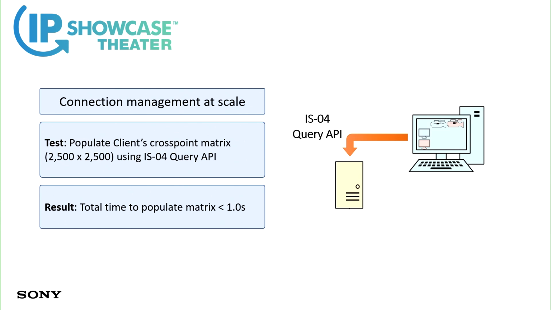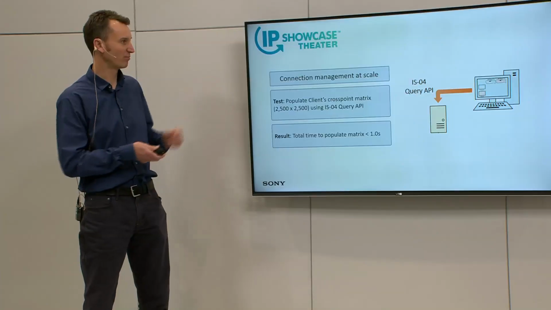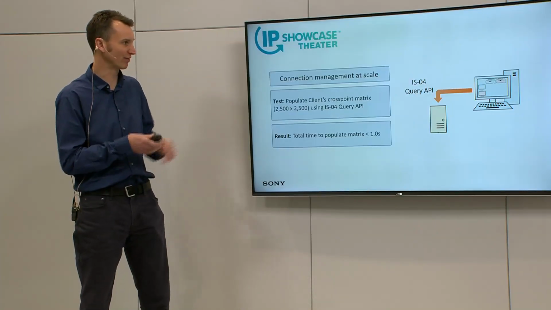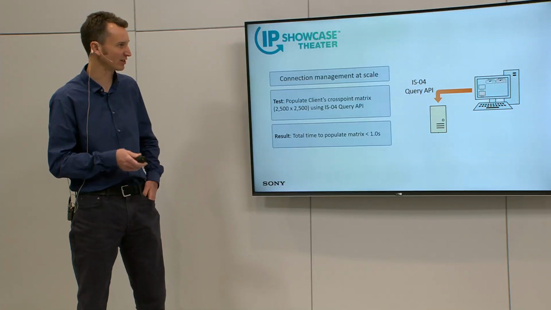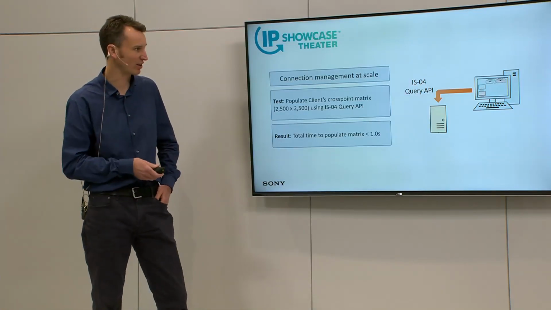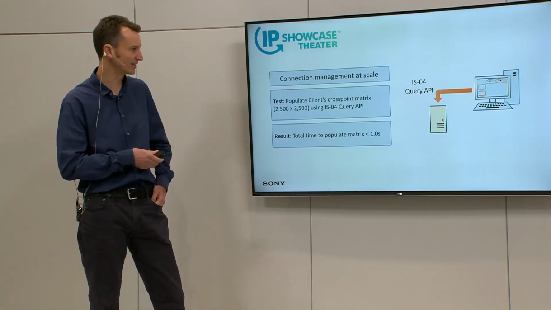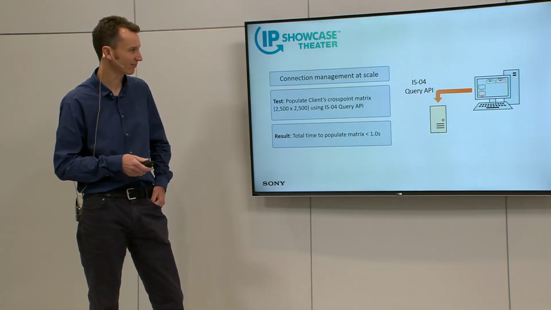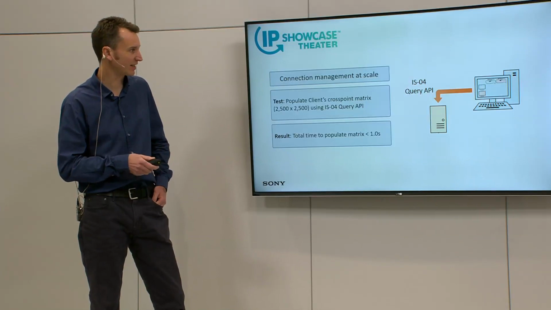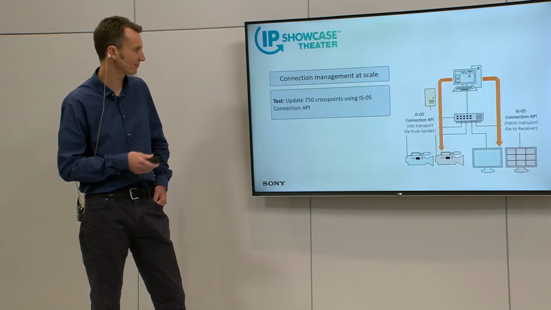And the key thing to use here was the pagination option within the query API that lets you break down the number of resources into pages and get those one at a time. And this allows you to very quickly populate your client with the full number of nodes that are registered on the registry. We then want to test some connections between those nodes.